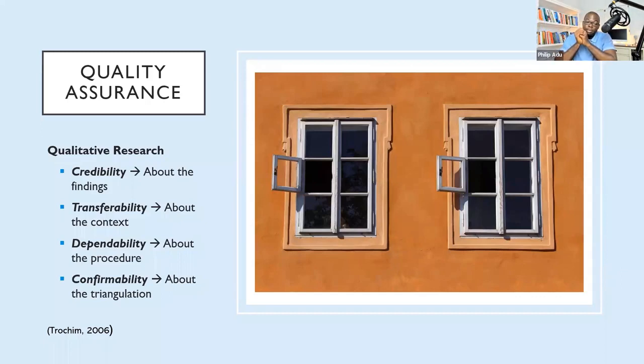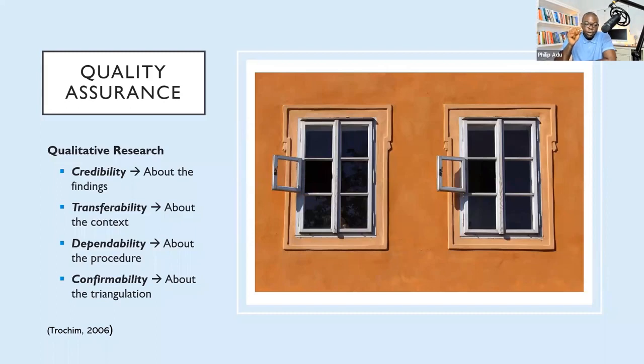Also describing yourself, because you are also part of the context, your background and biases and everything. In terms of transferability, you are going to ensure readers that you're going to provide all the detailed information about the context so that readers or future researchers can transfer the findings to similar context.